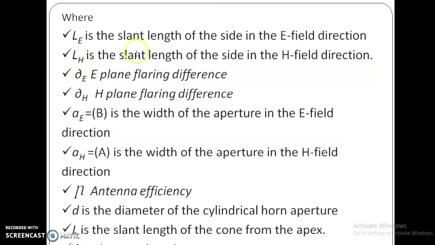So LE and LH are the slant lengths for the E field and the H field direction. Del E and del H are the E-plane flaring difference and H-plane flaring difference. Alpha E, which we can also call B, is the width of the aperture. Alpha H, or A, is the width of the aperture in the H field. This is for the E field. Efficiency of the antenna is eta. D is the diameter of a cylindrical horn. L is the slant length.